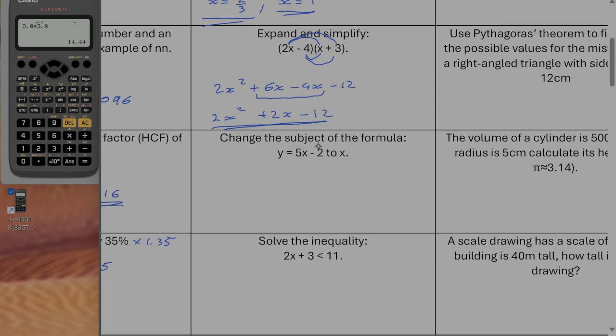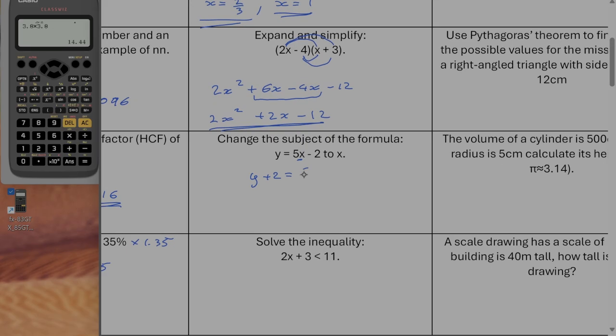Right, change the subject of the formula. y is equal to 5x minus 2. So we want to isolate x. So my first step is going to be to get rid of my minus 2. So I'm going to do that by adding 2. So y plus 2 is equal to 5x.